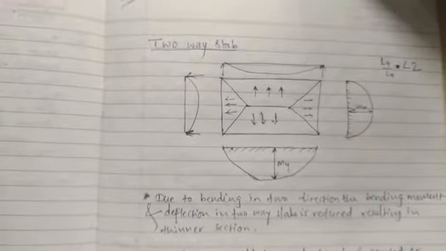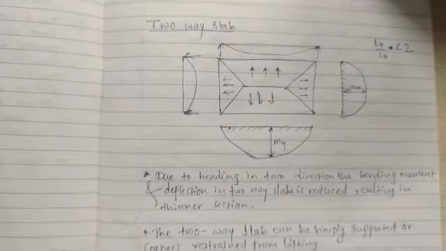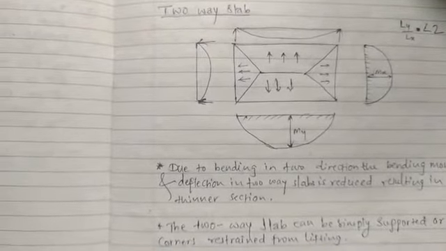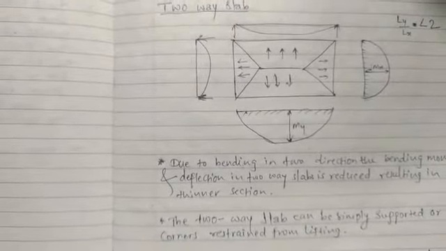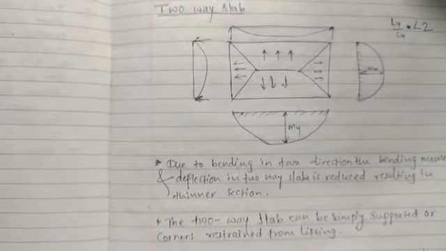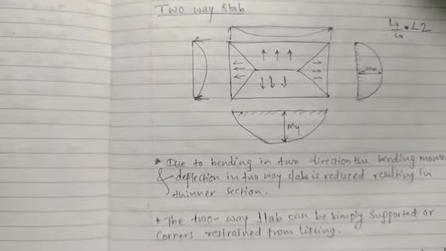Before moving towards the numerical directly, we'll take an introduction to the design. What changes are there in two-way slab? How can we compare the design of two-way slab with one-way slab?